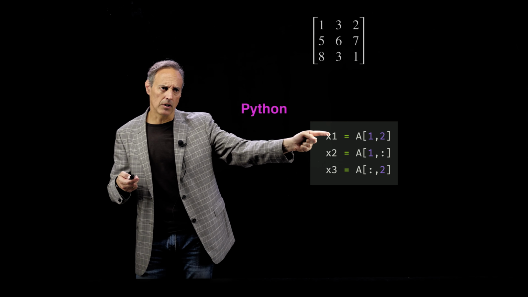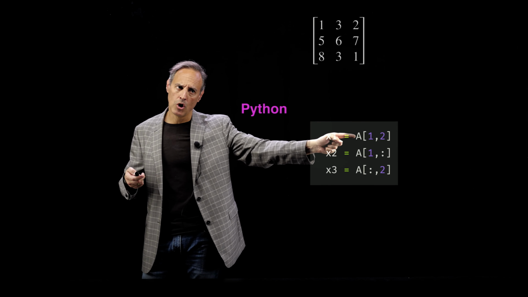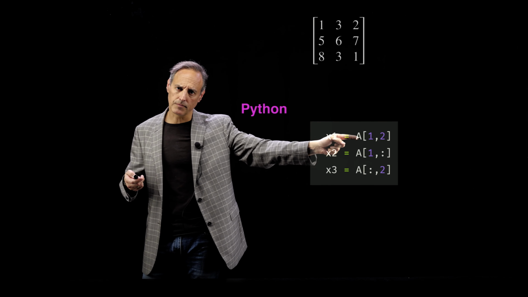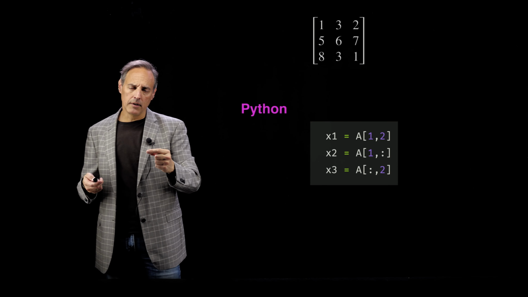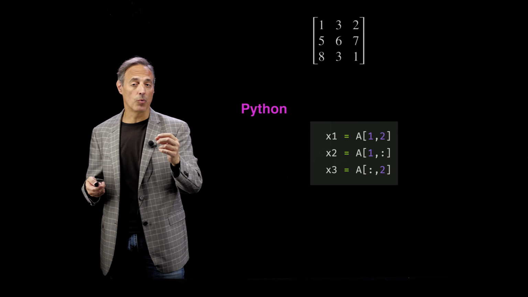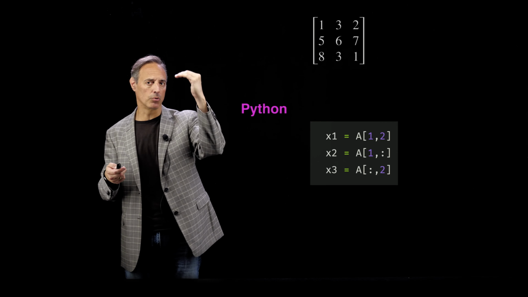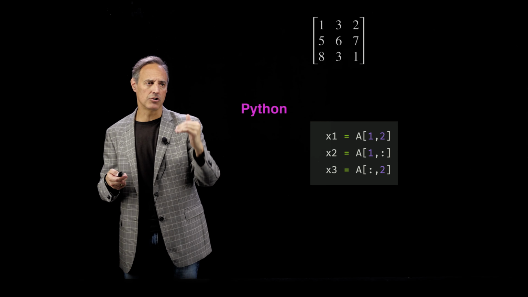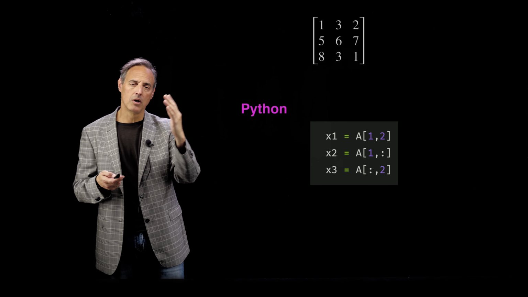So let's look here at x1, what this is. What I'm going to do here is go to A, 1, 2. So it's looking at row 1, column 2. Remember, we start indexing from 0. So when I say row 1, remember that we started counting from 0. So there was row 0, 1, and then 2. Same thing with the column space. We started column 0, 1, and 2.